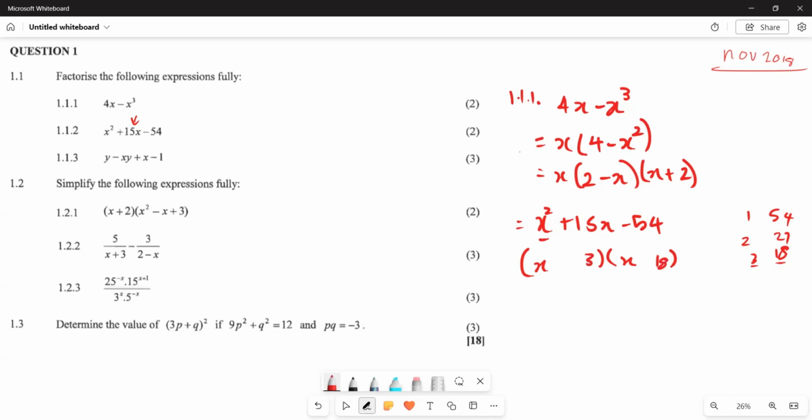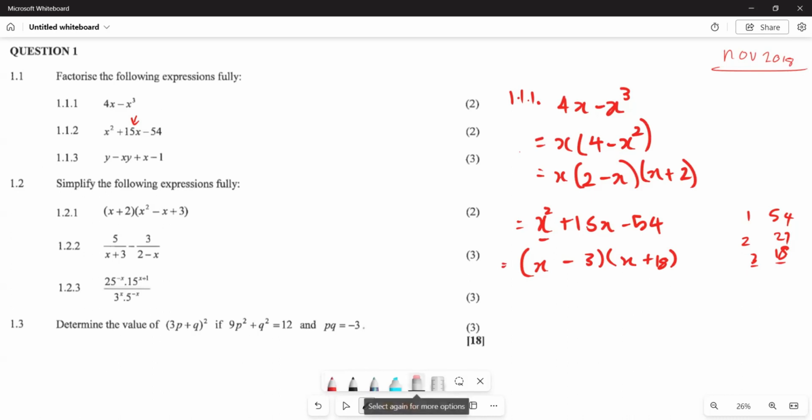Because your 15 is positive, this is going to be positive 18, and this is going to be negative 3. So basically this is how you are going to solve this type of question.